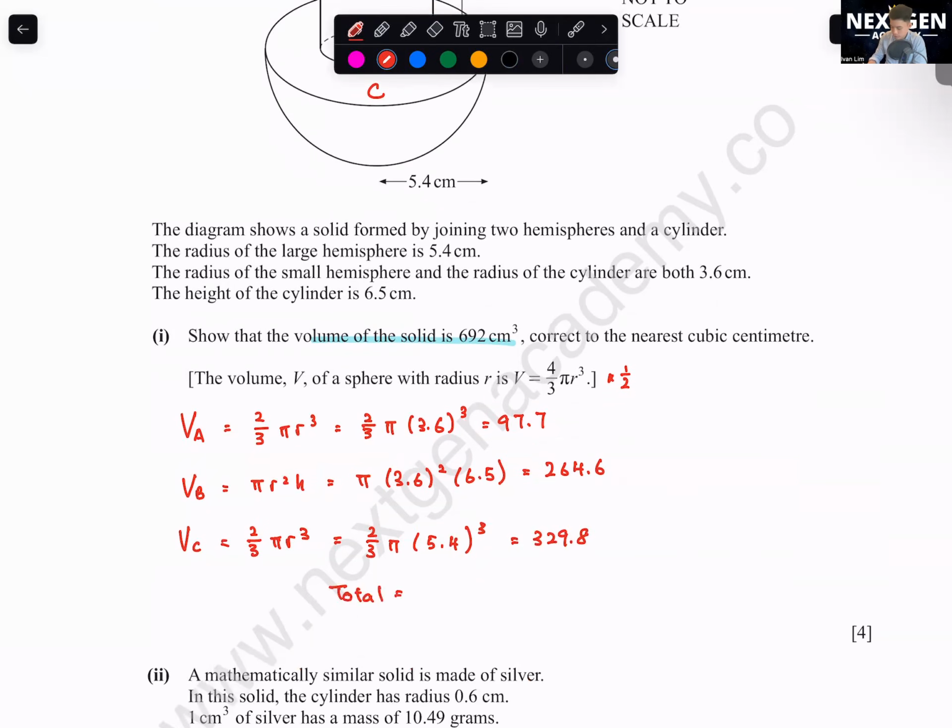Total, add it all up together: 97.7 plus 264.6 plus 329.8. We will get 692.1. You round it up, you get 692 cm cubed.